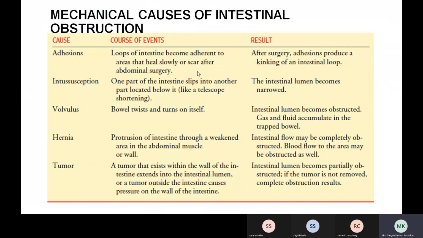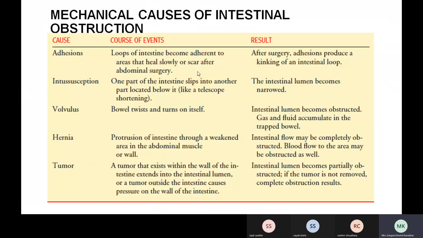So if this occurs, then there is a narrowing of the lumen. Then volvulus means what? The bowel will twist and turn on itself. So in this case, again, it will obstruct the lumen. Gas and fluid will accumulate in the trapped bowel.